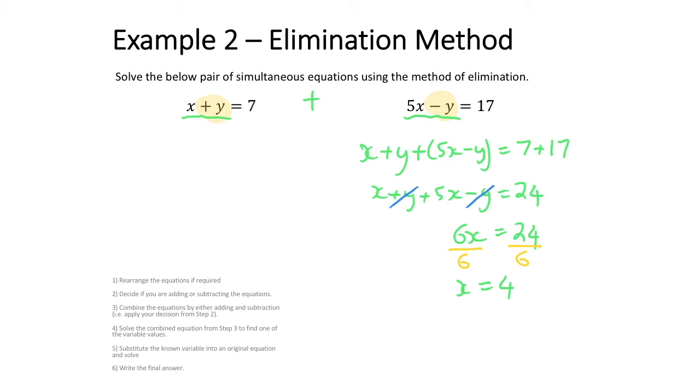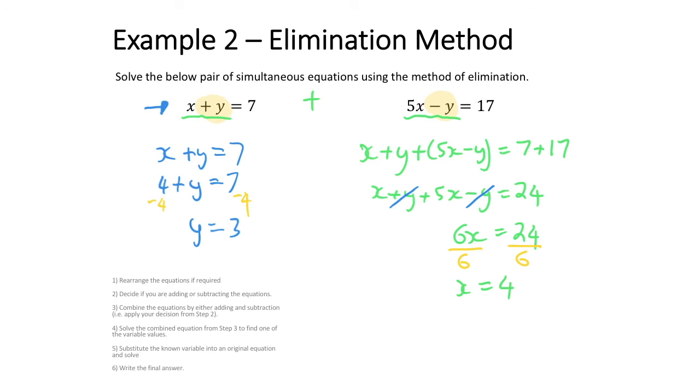So now that I know that x is equal to 4, I can go ahead and substitute that back into one of my original equations. And I'm going to choose x plus y is equal to 7, because that is the simpler equation. So x plus y is equal to 7. Substituting in my value of x is equal to 4. So 4 plus y is equal to 7. To be able to solve that, I need to subtract 4 from both sides. So y is going to be equal to 3.